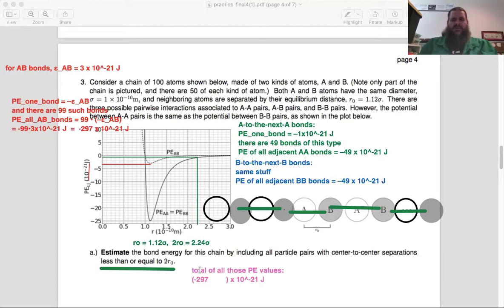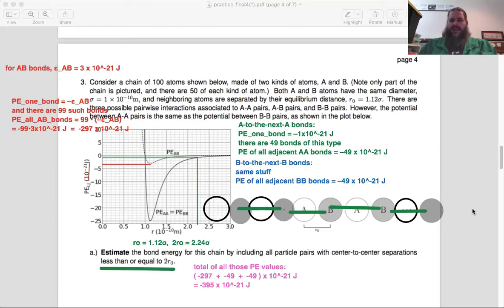This is why it's useful to leave them all in the same format of times 10 to the whatever, rather than changing that around. That way we can just factor that out. So we've got -297 plus -49 plus another -49, all times 10 to the -21st joules. So that's 50 and 50, deduct 2 more, so 295 plus 100, so -395 times 10 to the -21 joules. So that would be the bond energy of the whole thing.